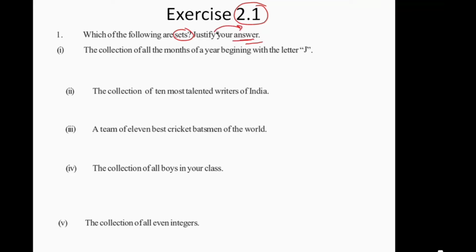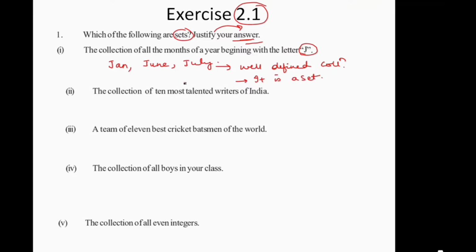The collection of all the months of a year beginning with letter J. You have January, the next is June, the next is July, right? So here it's a collection. It is a well-defined collection. You have a definition of it. So hence it's a well-defined collection, so it is known as a set. It is a set. Okay, good.